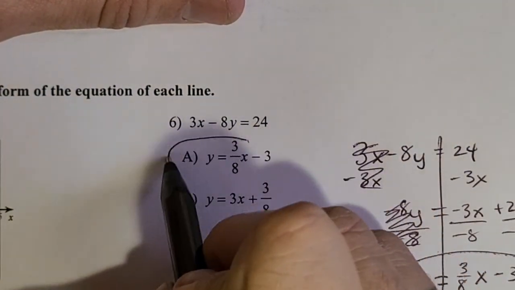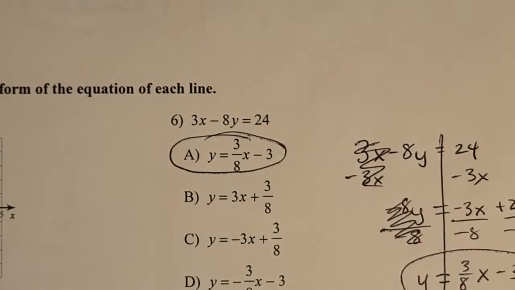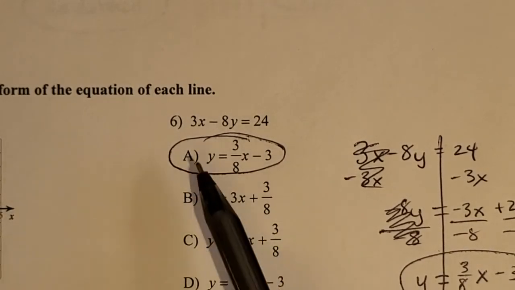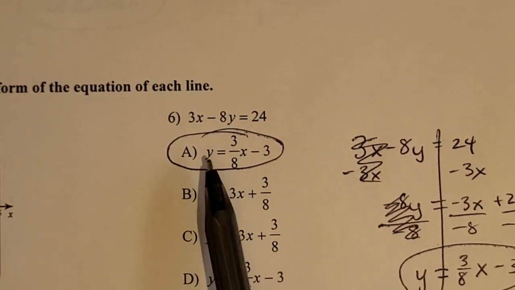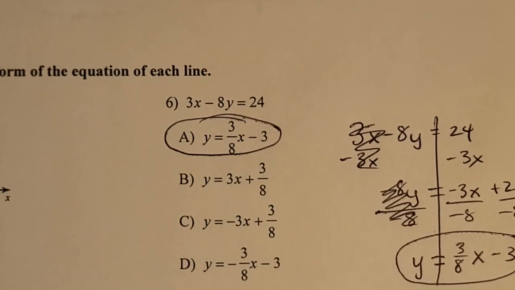Yours probably mixed up the answers. So I don't know if this was A, B, C, or D for you, and it would have been different depending on which student took it, because I had it mix up all the answers. But the answers would have been y equals 3/8 x minus 3. That's it.